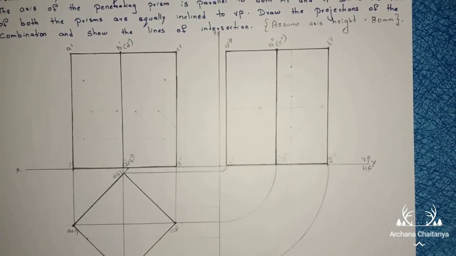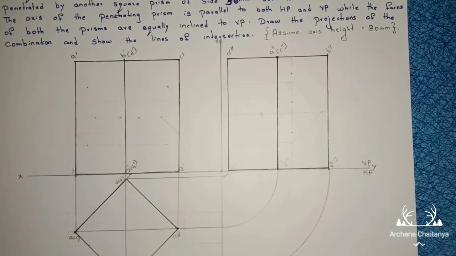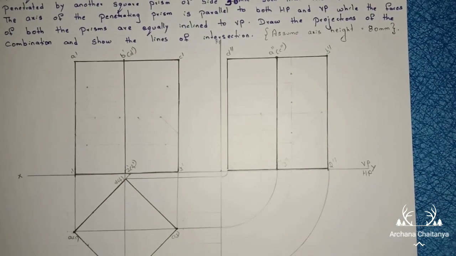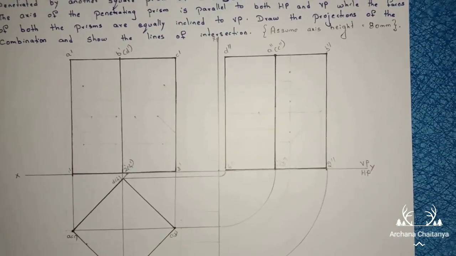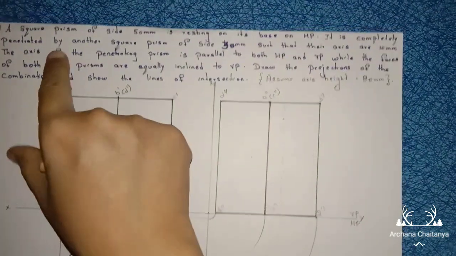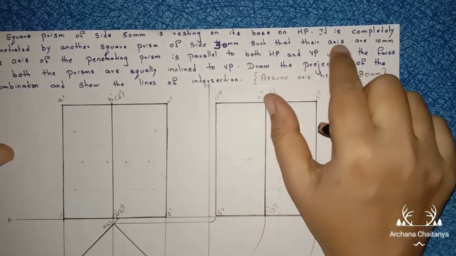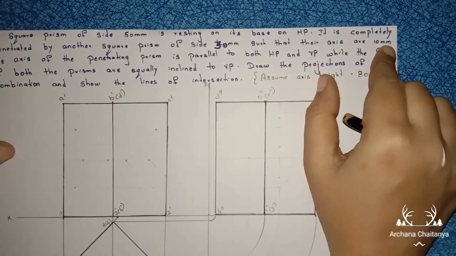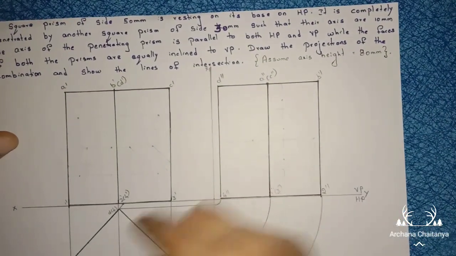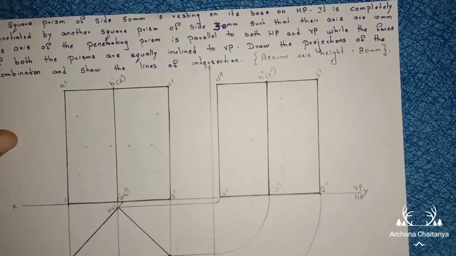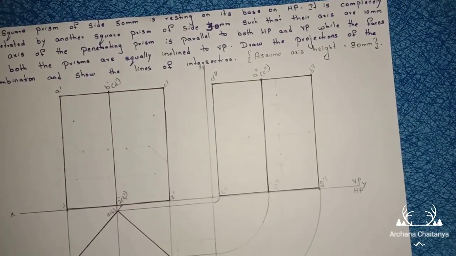Right, first construct this one. Now after that, this is your square prism. Now we are going to penetrate another square prism here. But he mentioned the condition: to penetrate another square prism of side 30 mm, their axes are 10 mm apart. Actually we have to construct the square prism here, but here they mention the condition that the axes are 10 mm apart.